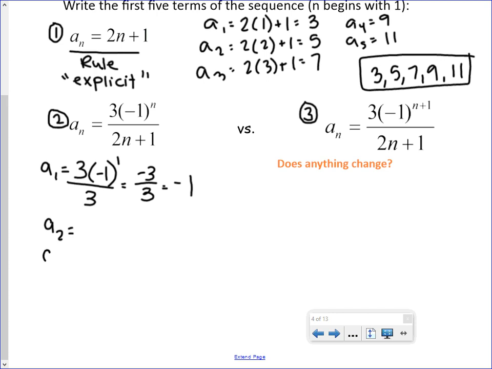Now, I want you and your group members to do a sub 2 to a sub 5. And then when you get those done, I want you to switch gears and look at sequence number 3. And we're going to look at those 2 sequences. Does anything change? If so, what does? I'm going to come peer over your shoulder like the annoying math teacher that I am.